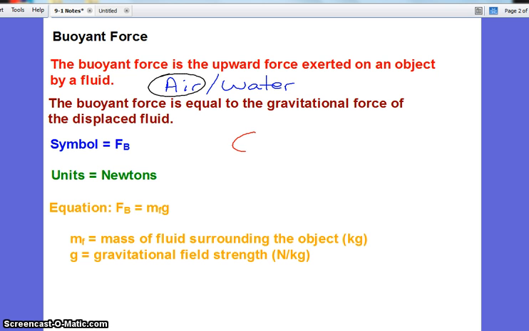Let's say we have a balloon, a helium balloon. There are two forces acting on that helium balloon. There's the gravitational force, which is down, and the upward buoyant force. Now, if the buoyant force is greater than the gravitational force, such as when we first fill the balloon up, then the balloon will rise.